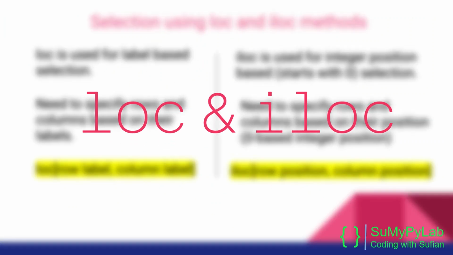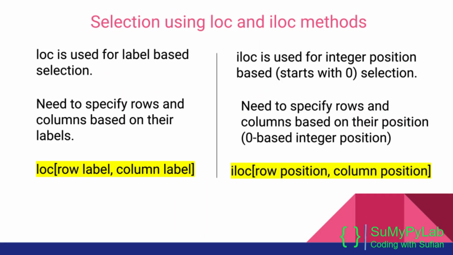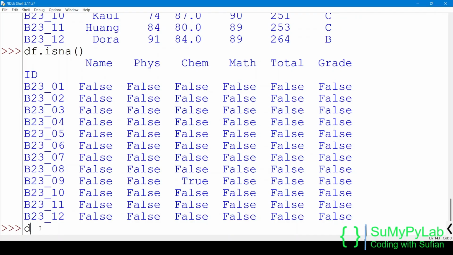Now we will learn how to use the loc and iloc methods for selecting rows and columns of a data frame. These methods are very powerful and convenient ways of selection of data frame and favorites of many. Loc is used for label-based selection and iloc is used for position-based selection, zero-based integer positions. The syntaxes for both are highlighted on the screen using yellow background. Let's do some practical works.